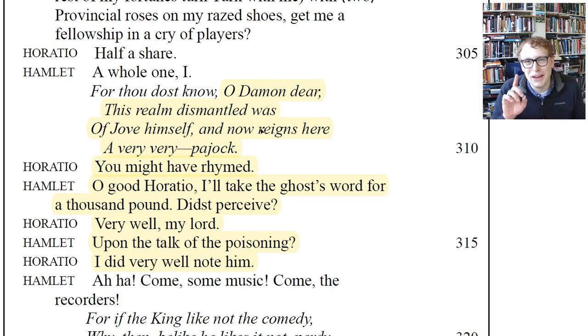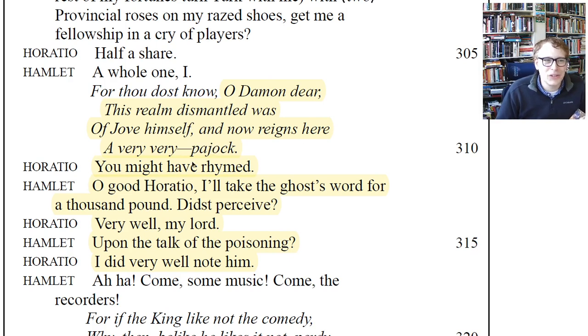This is kind of a fun line, but you have to understand what's happening here. On stage, maybe you skip it, but you should know. "Was" would be the pronunciation in Shakespeare's time. And the rhyme, so dear, here, these are supposed to rhyme, but Hamlet decides not to rhyme, and he changes what should be very clearly the word ass. It should be, O Damon dear, this realm dismantled was of Jove himself, and now reigns here a very, very ass. Who reigns here? Who's the ass who reigns here?